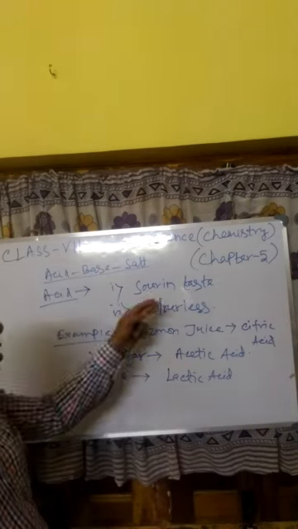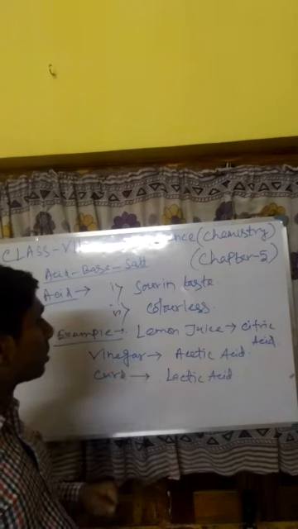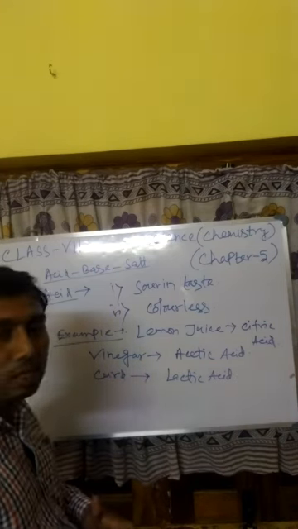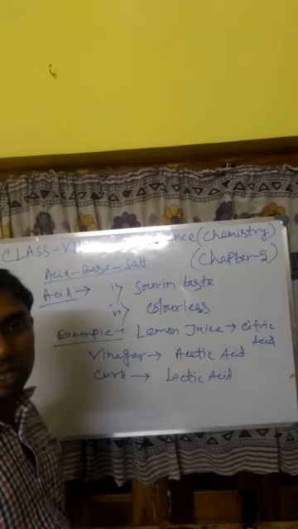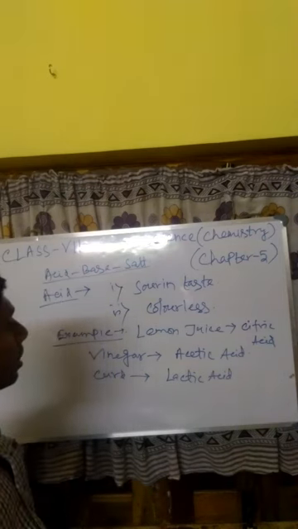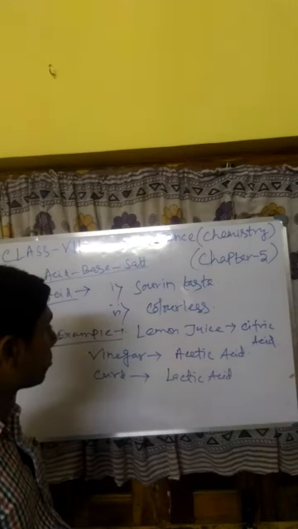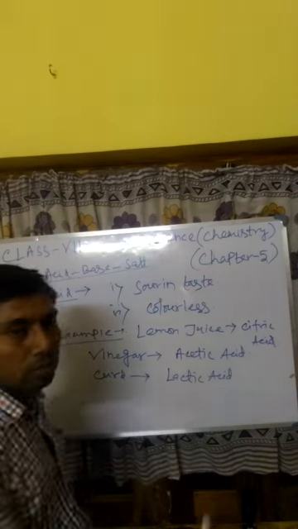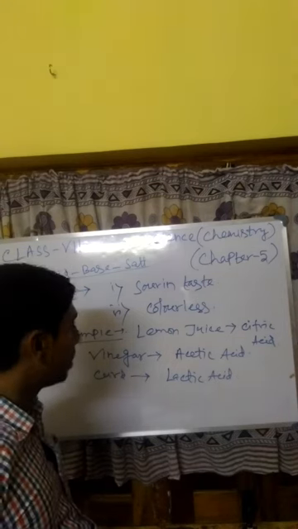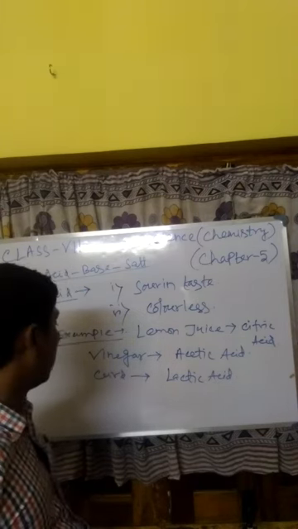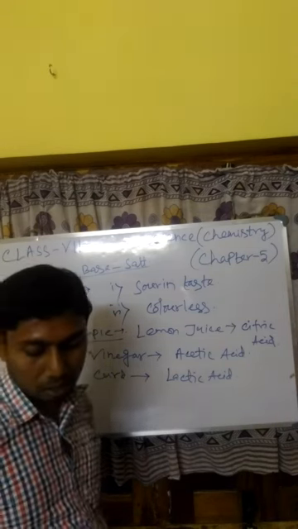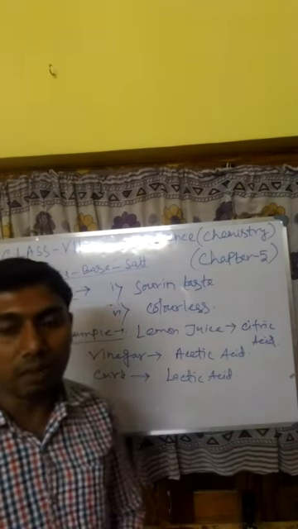So acid is sour in taste and it is colorless. By using the two characteristics, we can make a definition of acid, that is a substance which is colorless and sour in taste is known as acid. Now some real life examples: citrus fruit like lemon juice is due to the presence of citric acid. Vinegar is sour in taste due to the presence of acetic acid. And curd is due to the presence of lactic acid. So these are the real life examples.